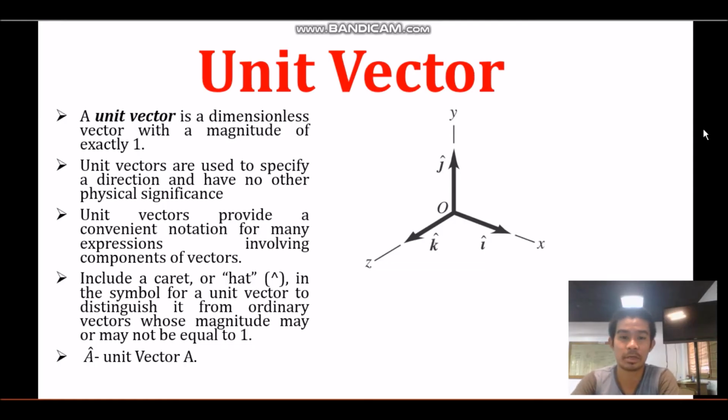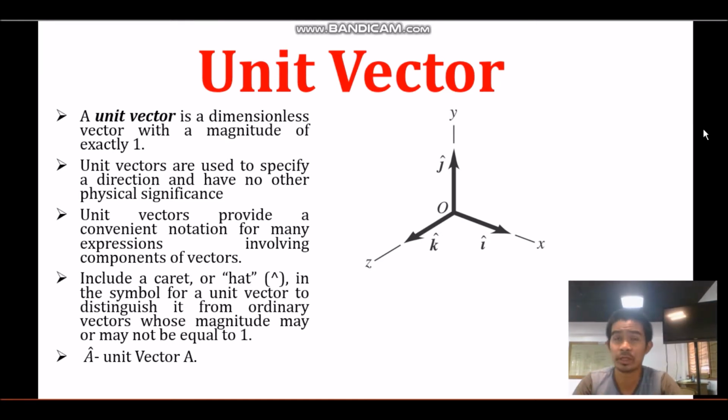So this time we're going to talk about unit vectors. What is a unit vector? When you say unit vector, this is a dimensionless vector. It means it has no width, no height, no length, but it has a magnitude of exactly equal to 1. Unit vectors are used to specify a direction.